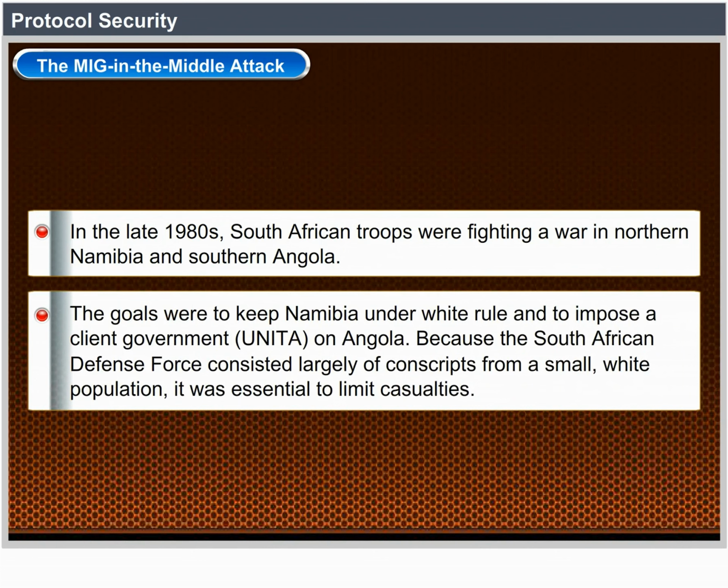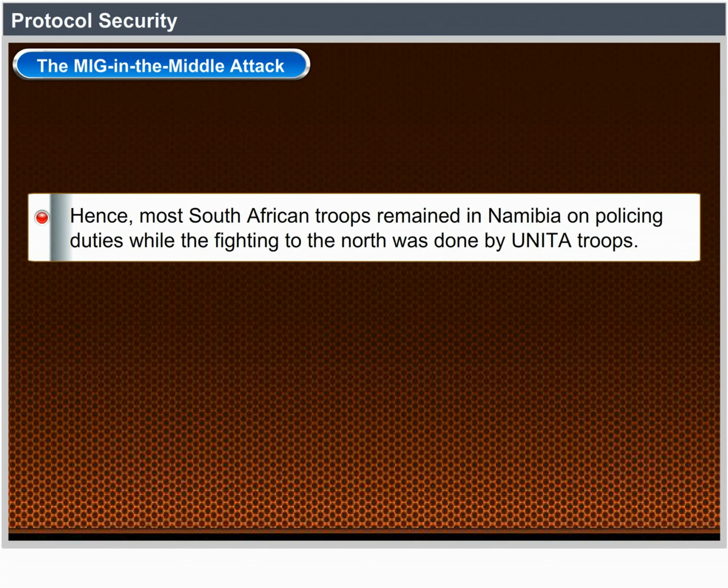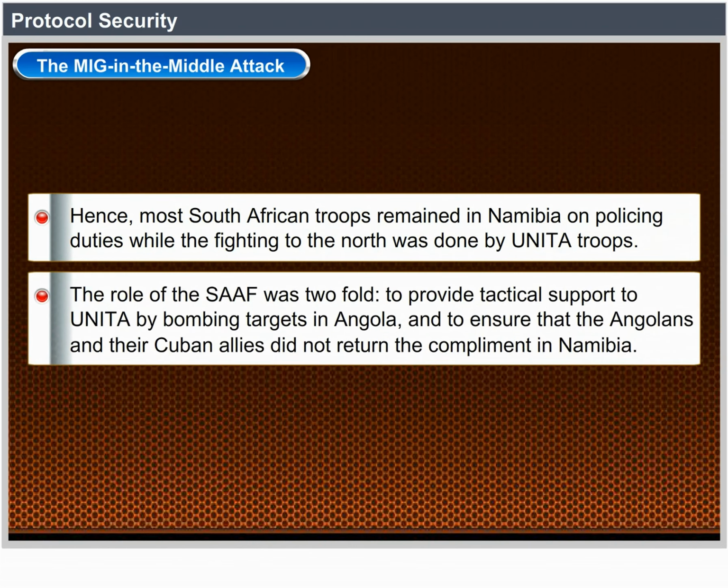Because the South African Defence Force consisted largely of conscripts from a small white population, it was essential to limit casualties. So most South African troops remained in Namibia on policing duties while the fighting to the north was done by UNITA troops. The role of the SAAF was twofold: to provide tactical support to UNITA by bombing targets in Angola and to ensure that the Angolans and their Cuban allies did not return the compliment in Namibia.